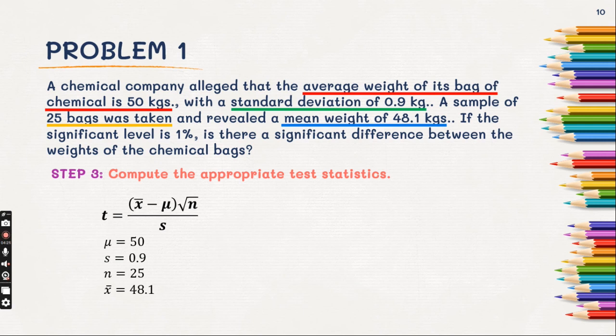Now let us substitute the values in our formula. So we have here the quantity 48.1 minus 50, over 0.9 over the square root of 25. Now I want you to calculate it on your scientific calculators and share your answers.